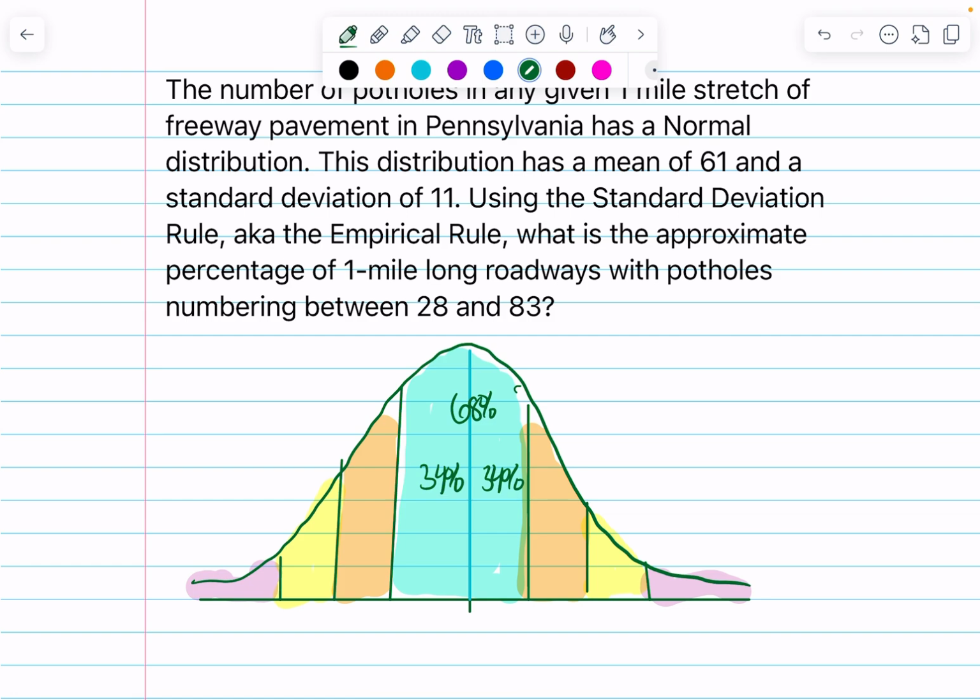And then from out there, from here to here, that is 95% of the data. So that adds an extra 13.5% in either one of these. And then from there, we go out to the yellow portion, and that makes up 97.5, if I remember correctly, percent of all the data.